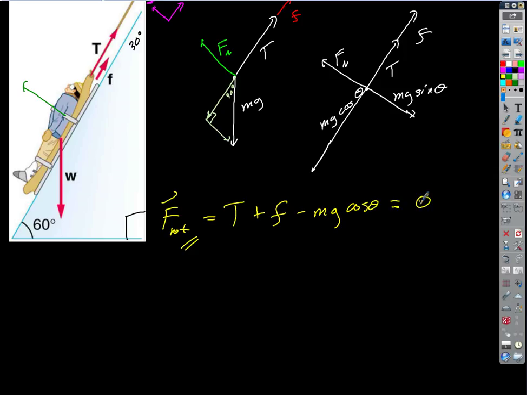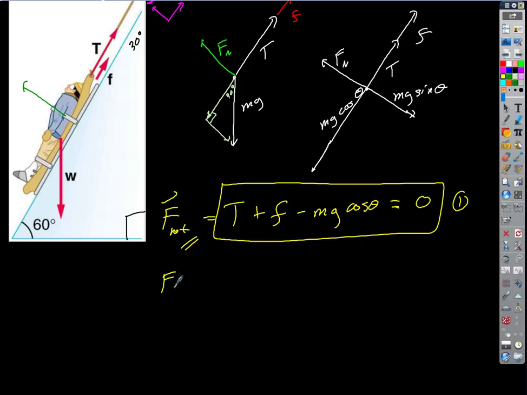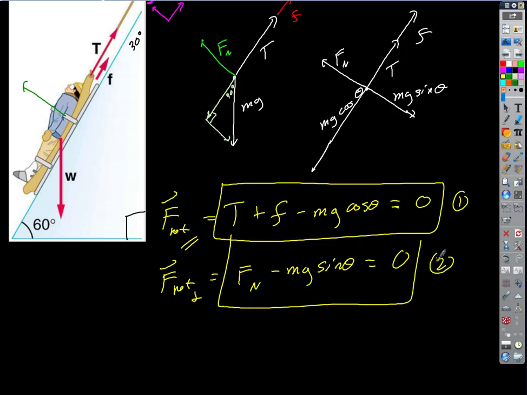So there's one equation of motion, that's a good one, right? And then if we look at the perpendicular component of the net force, what do we got? Positive would be normal force minus mg sine theta equals 0. Good. So there's our other equation of motion.